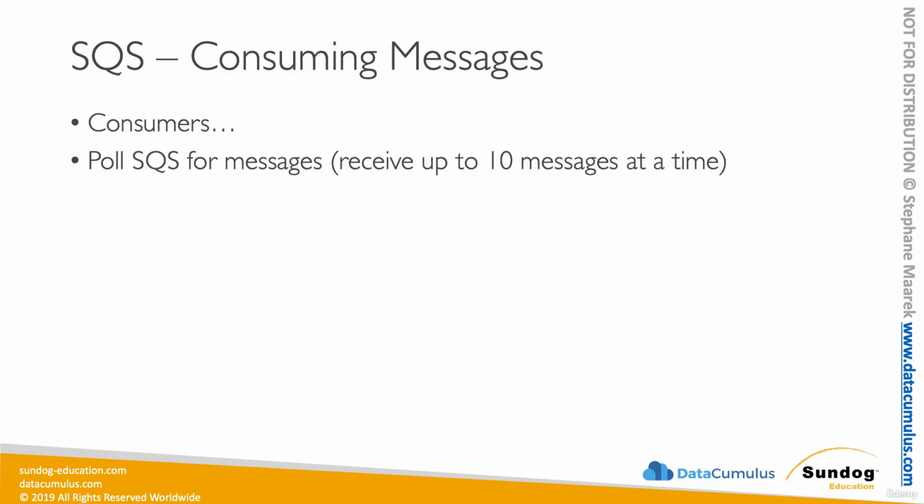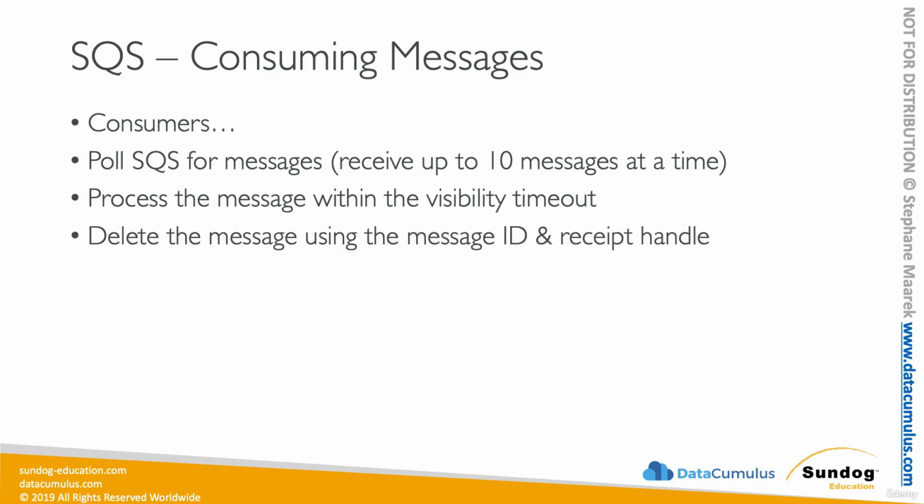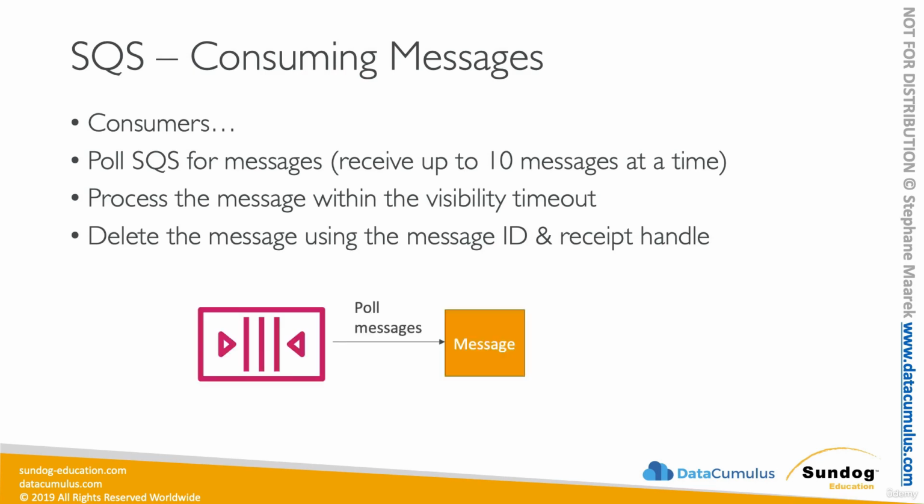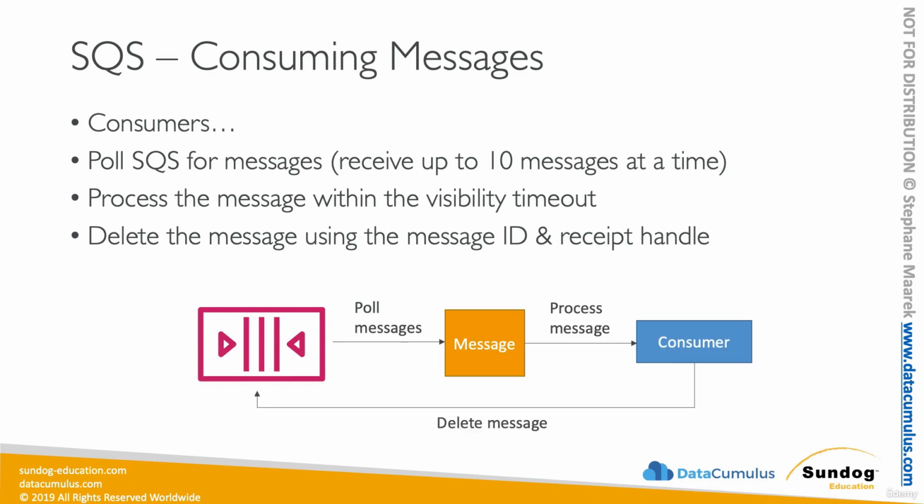Well, consumers poll SQS for messages, and they can receive up to 10 messages at a time. And they have to process the messages within what's called a visibility timeout. And then when they're done processing that message, they will delete that message from the queue using the message ID and the receipt handle they received. That means that when you have SQS, your consumers will pull messages, process these messages, and then delete them from the SQS queue. So the messages cannot be processed by multiple different consumer applications. That's a very big difference versus Kinesis. So remember that process. Consumers pull messages from SQS, process them, and then delete them.